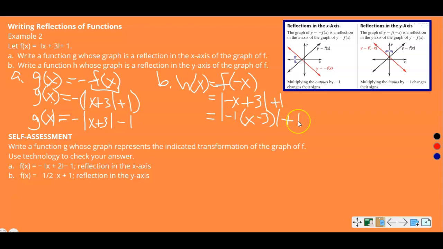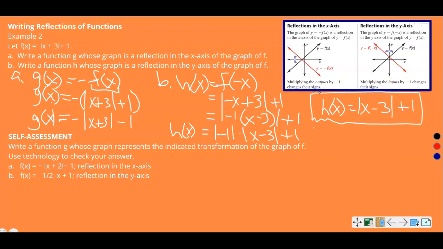And if I do that, I can use the product property of absolute value to separate these, and I can have the absolute value of -1 times the absolute value of x minus 3, plus 1. All right, when I do that, the absolute value of -1 is just 1, so that disappears, and it leaves the function absolute value of x minus 3 plus 1. So this is the nicer looking function.